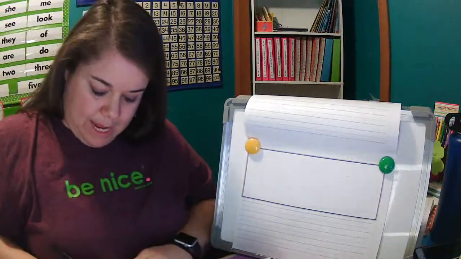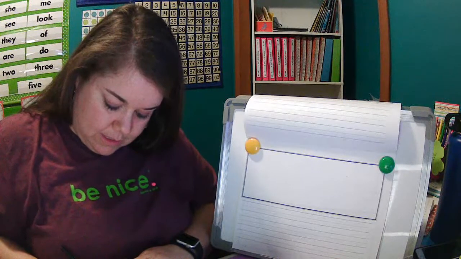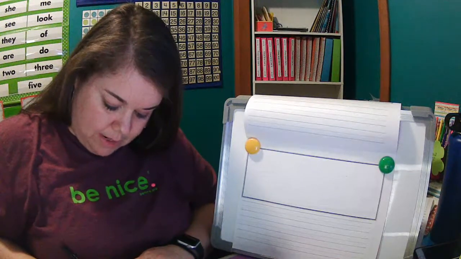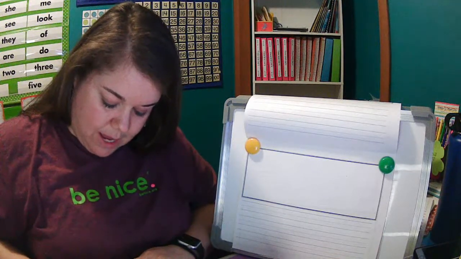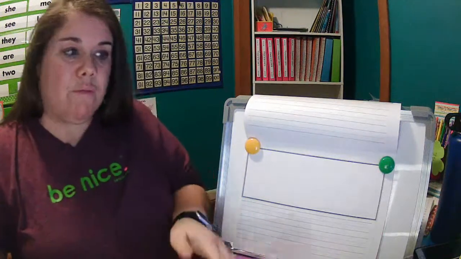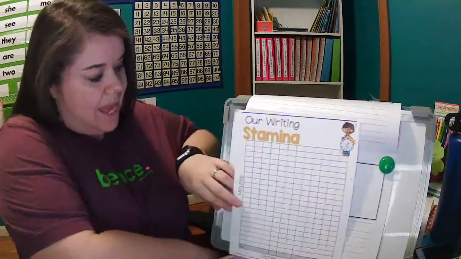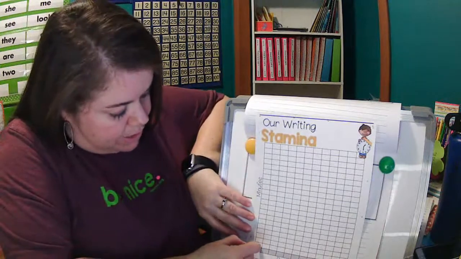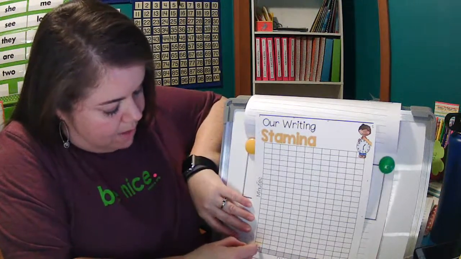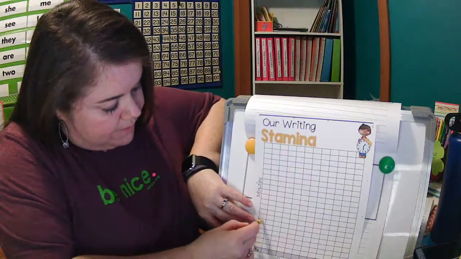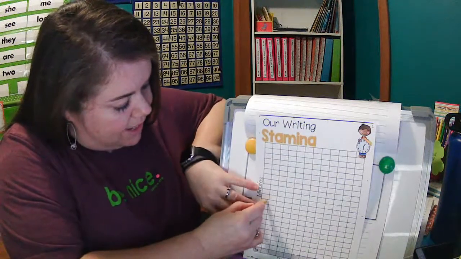I'm going to put our date on there. That was from last week. So I'm going to put our date from last week on there. And we wrote for 10 minutes. So I'm going to fill in my chart all the way up to 10. 1, 2, 3, 4, 5, 6, 7, 8, 9, 10.